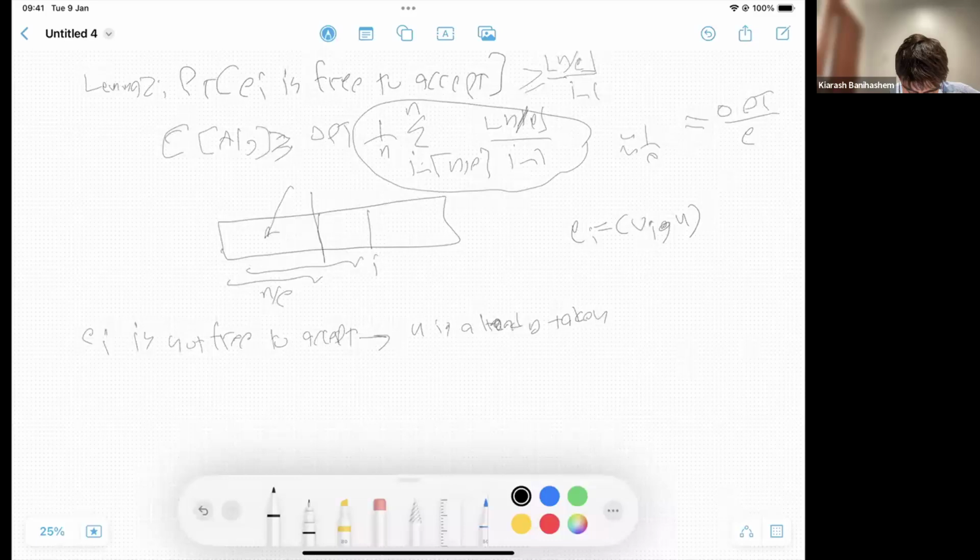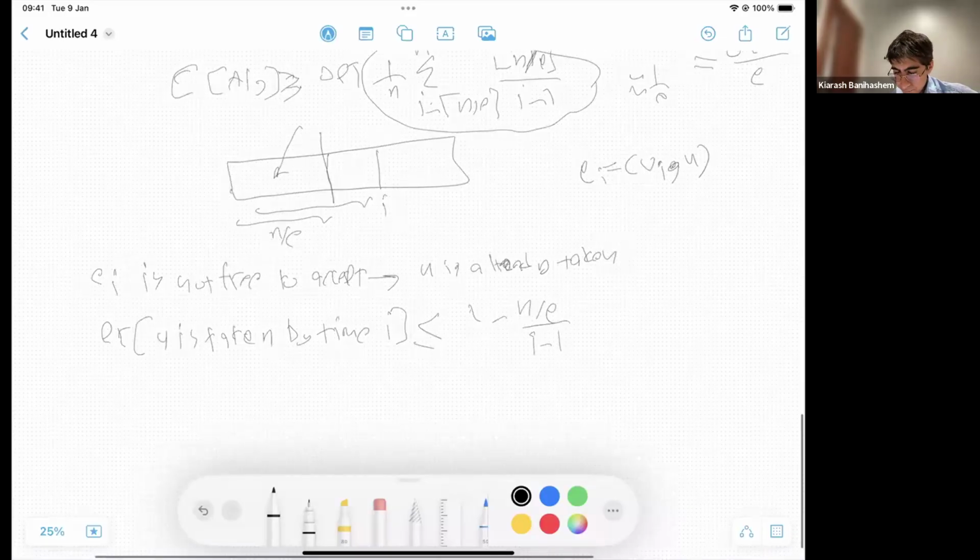So all I need to do is lower bound the probability. I need to show the probability that U is taken by time I is less than or equal to 1 minus N over E divided by I minus 1. This is all I need to show. But what is this probability?